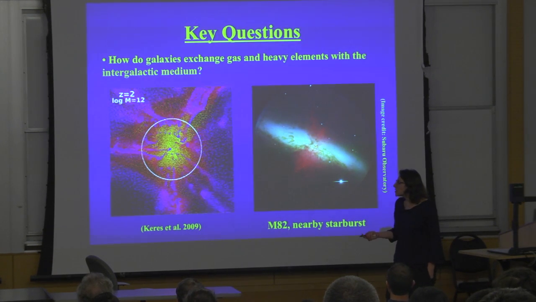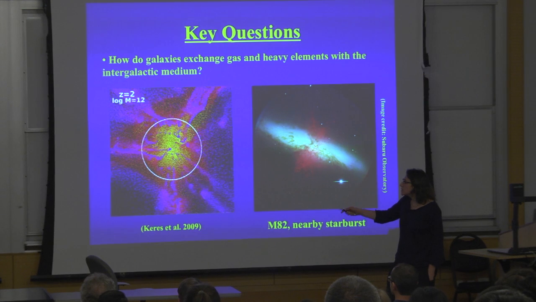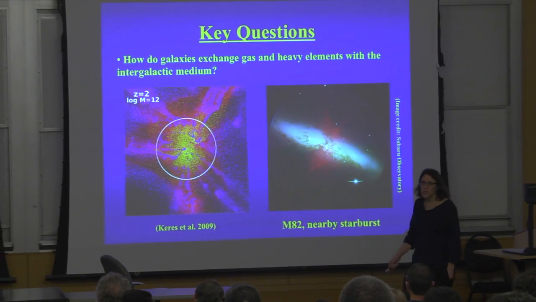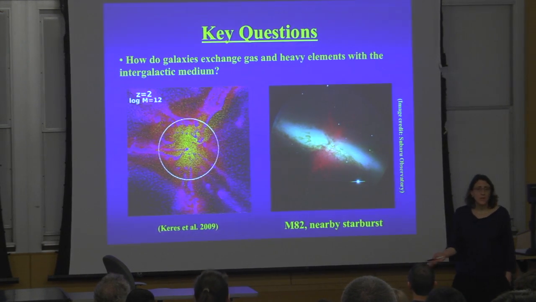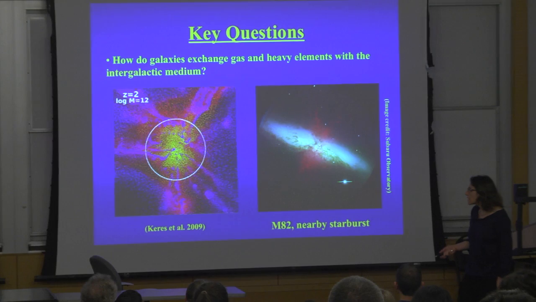But another important question is, how do galaxies exchange gas and heavy elements with the intergalactic medium, so the material in between galaxies? This process of inflow of material onto galaxies is sort of a generic property of simulations of galaxy formation. It turns out it's pretty difficult for astronomers to observe this directly.